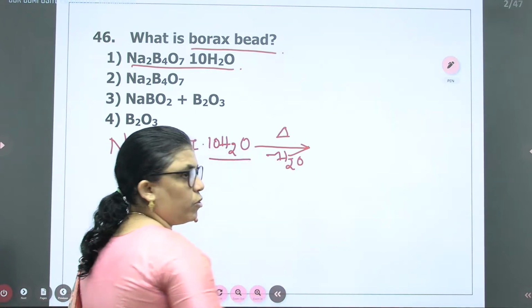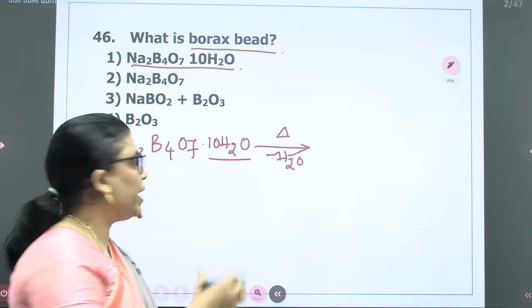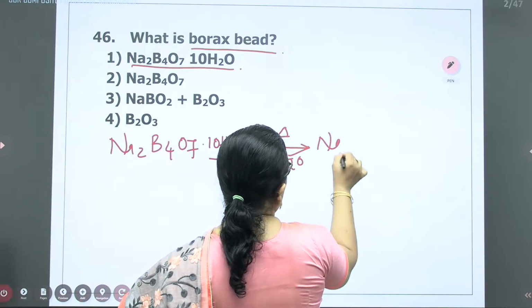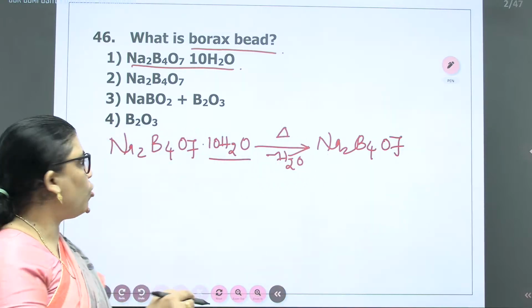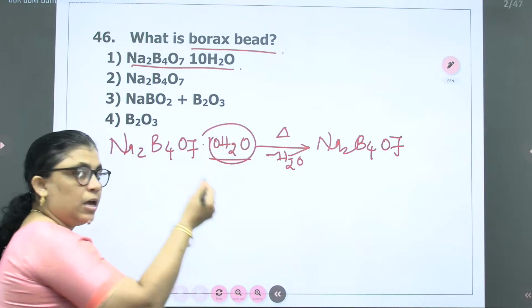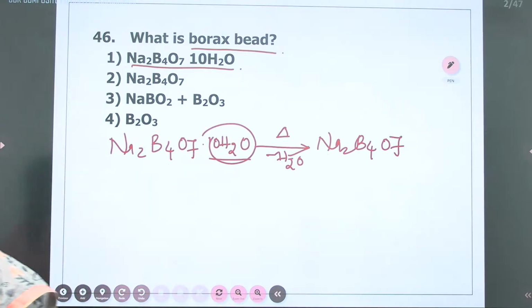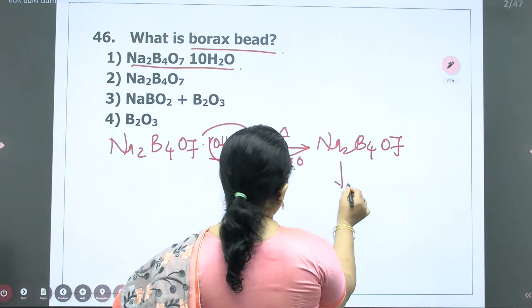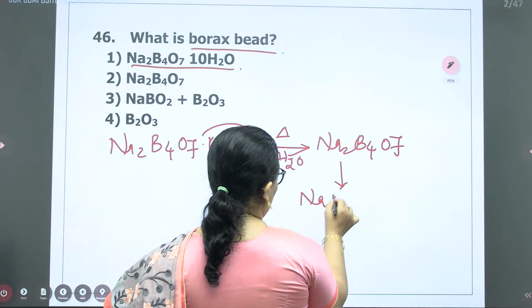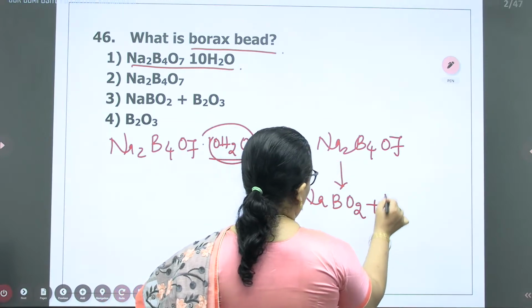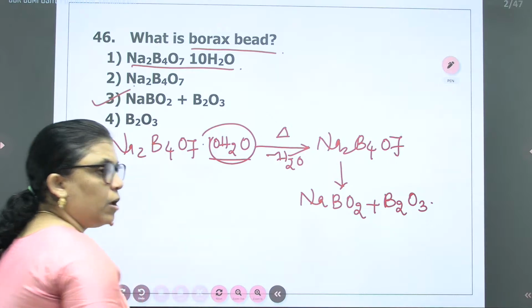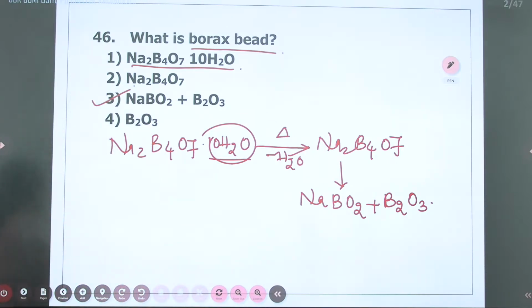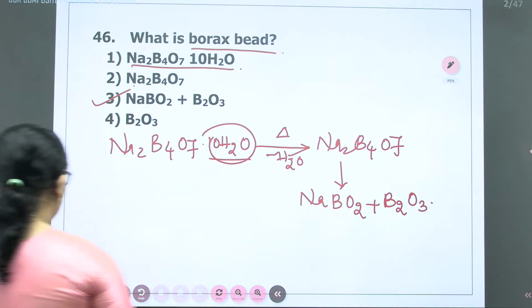All 10 molecules of water are eliminated to form anhydrous Na2B4O7, where all water molecules are eliminated. Further on heating, that is a dehydrated mass of Na2B4O7. When heated, it can form the borax bead as NaBO2 along with the oxide of boron, that is B2O3. Therefore, the correct answer for question 46 is the third answer.